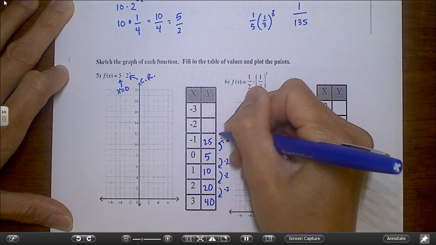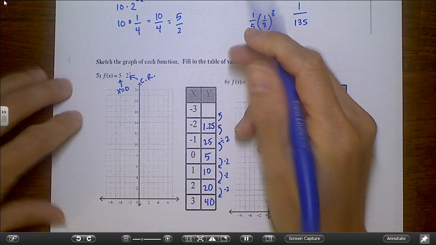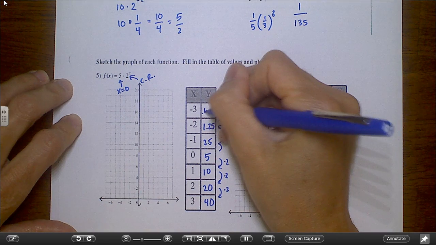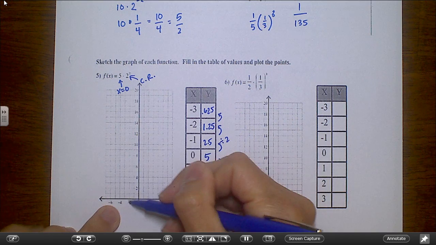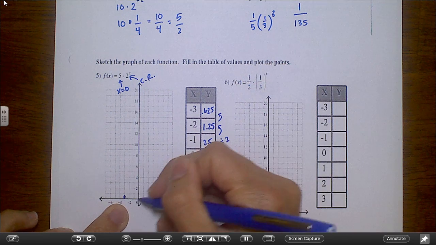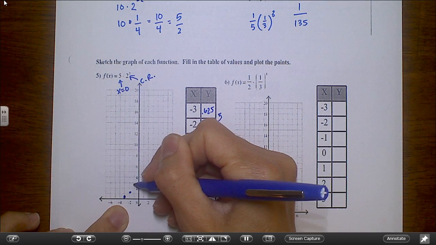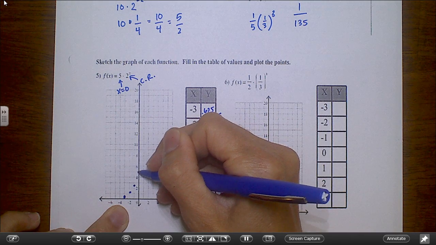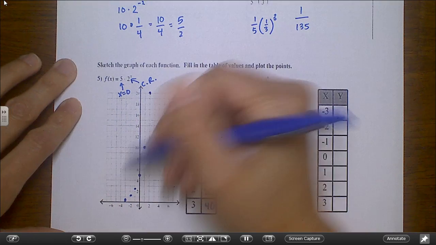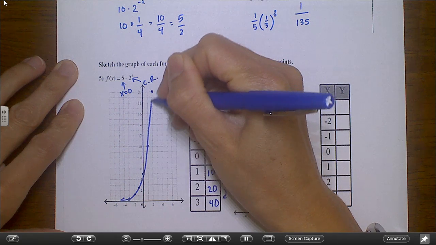So this is 2.5, 1.25, and then 1.625, I think. Hold on. I should be able to do this in my head. It's just so nice out, and it is 0.625. It's getting to my brain. Okay, so negative 3, 0.625, yeah. That should be a little closer to 1. Negative 2, 1.25. Negative 1, 2.5. 0, 5. 1, 10, 2, 20, and then 40 you can't fit on there, right? So remember, put your arrow here. And there you go.